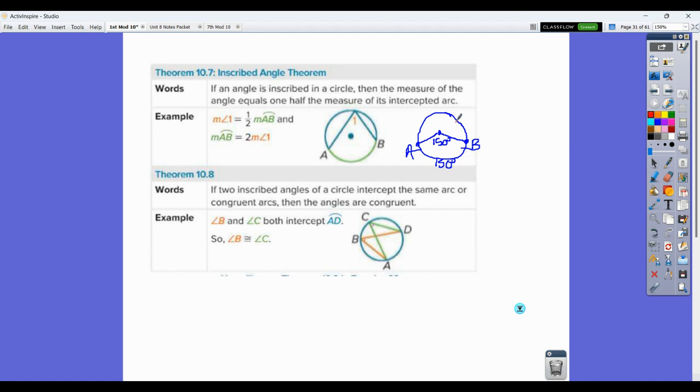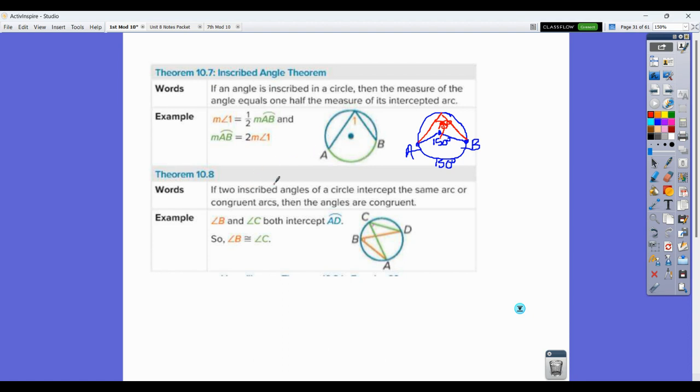So what is true about the inscribed angle that is off of it? Remember, that is always smaller than this. And we actually know here that it's 75 degrees. It's half the measure of this arc. So whatever this arc is, you divide by 2 and you get that angle, or this angle times 2 is going to give us that arc.